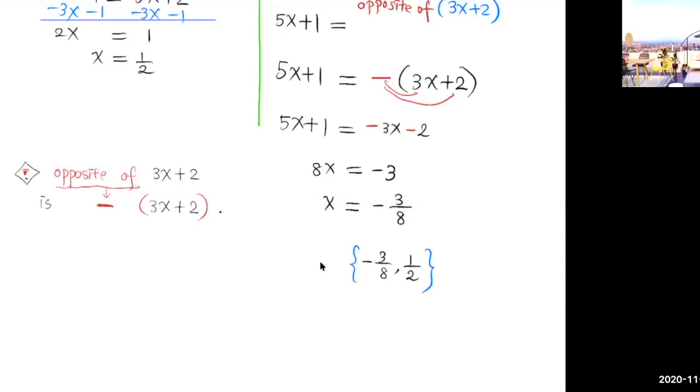Now remember, for the opposite of 3x plus 2, you just put the opposite sign right here in front and put this quantity inside the parentheses, okay? That stands for opposite.